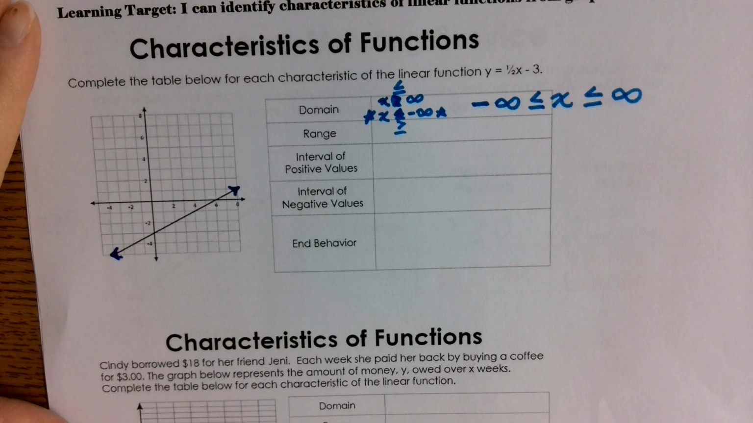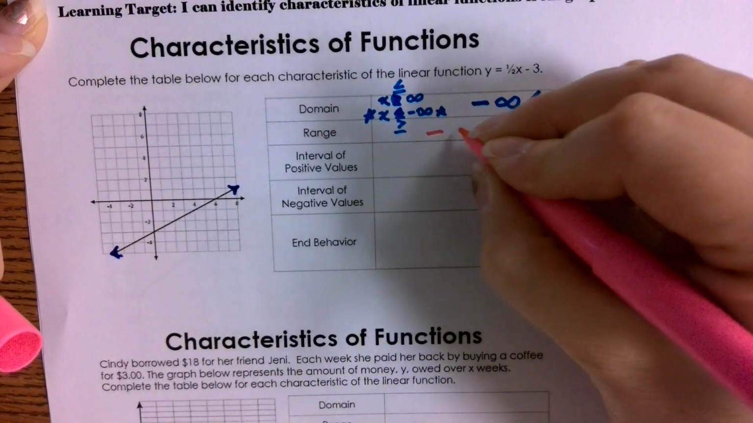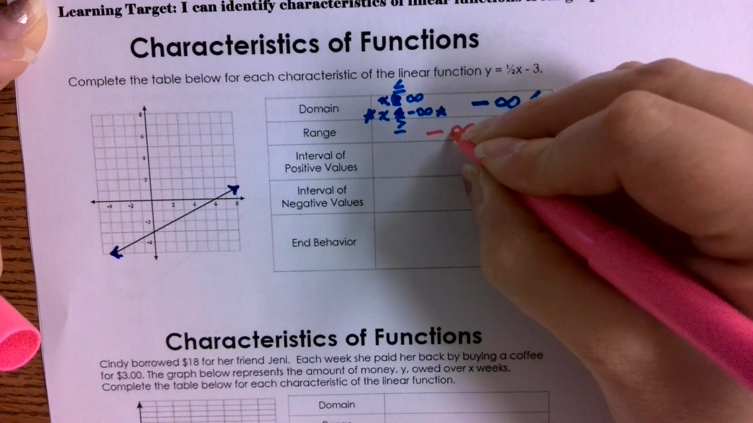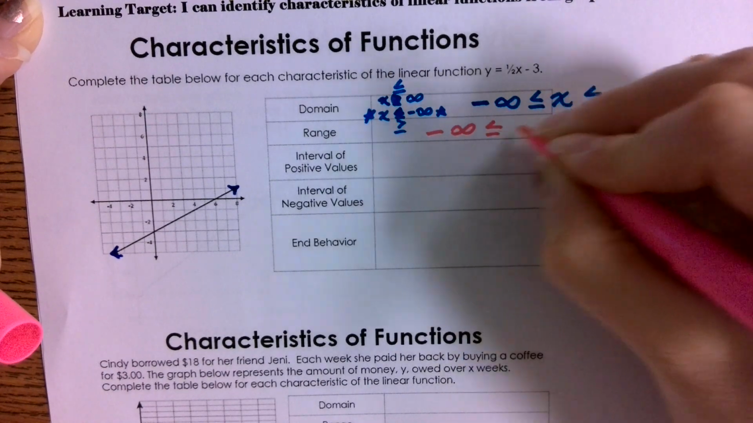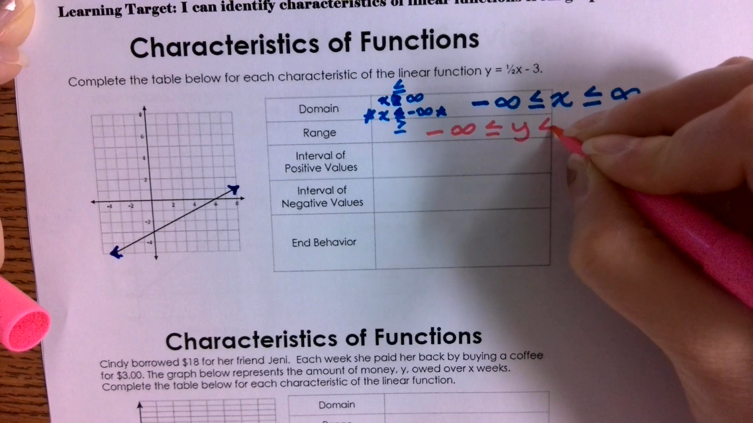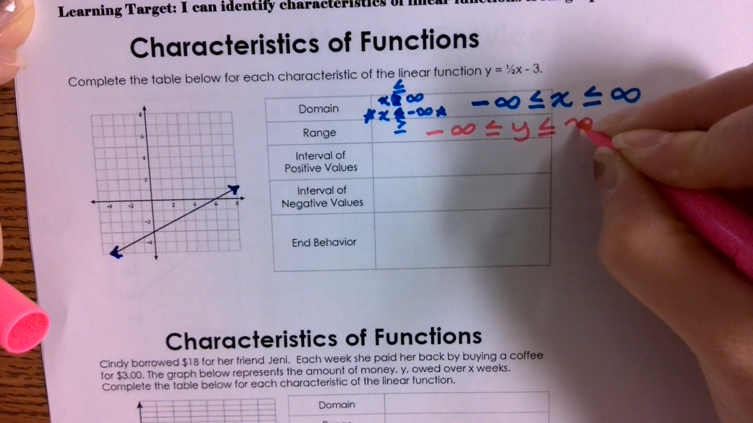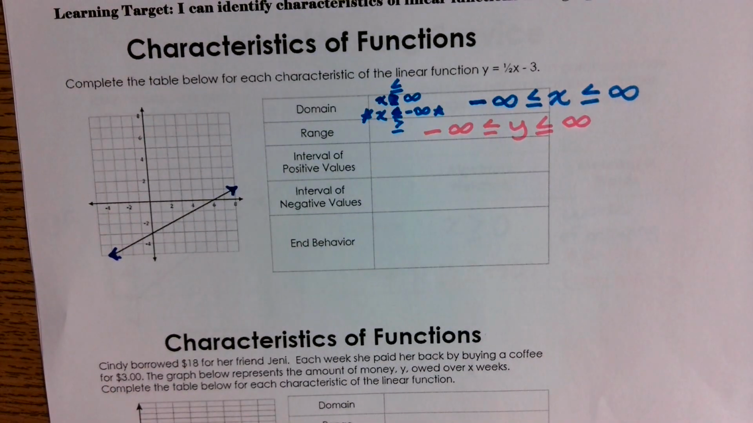Same thing for the range, except instead of x, we're just going to put a y. So it's following the same pattern, that negative infinity is less than or equal to our y values, which is less than or equal to positive infinity, or the set of all real values.